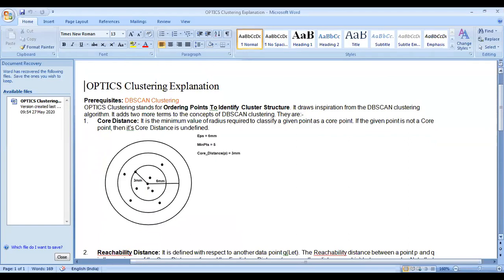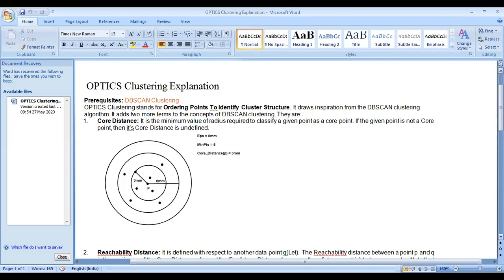But we want to find the optimal radius circle which satisfies the min point criteria. Then we find that the circle with the radius 3 millimeter can satisfy the criteria of min points, and it is the minimum possible radius circle that satisfies the criteria. So the minimum distance circle that covers the min point criteria is called the core distance, and it is the minimum value of radius required to classify a given point as a core point. If the given point is not a core point, then its core distance is undefined.